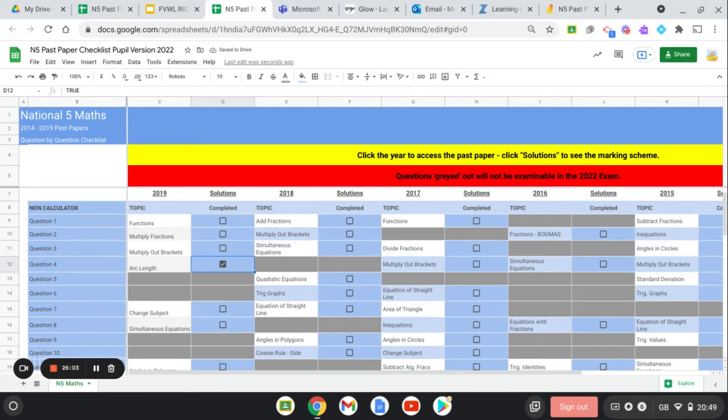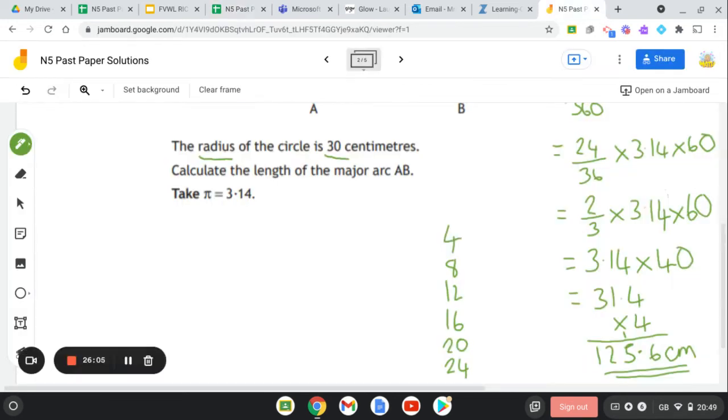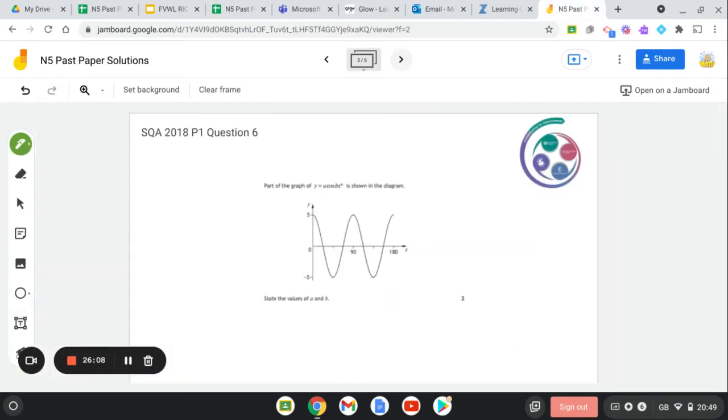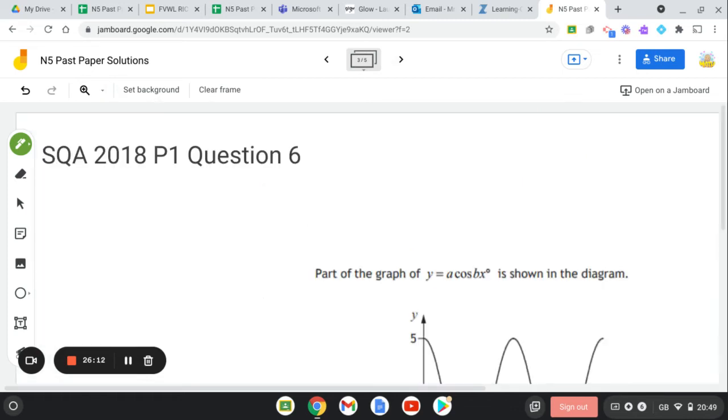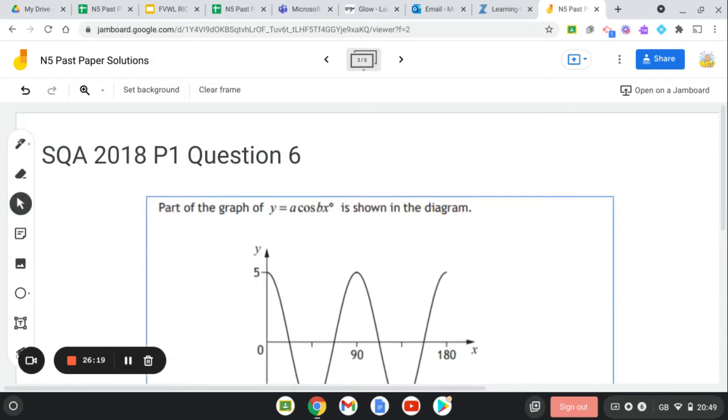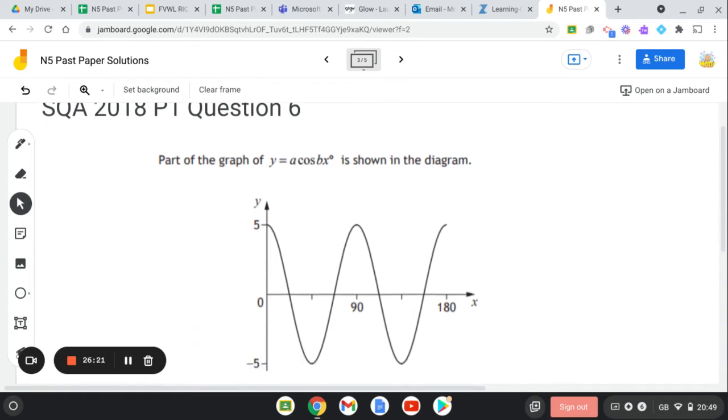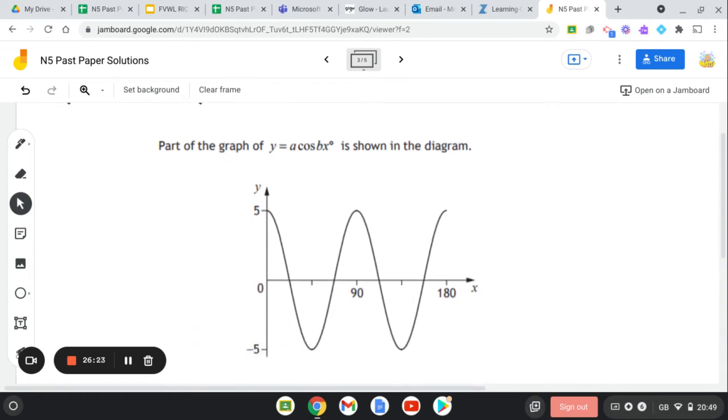Right, let's look at a third question. So this is trig graphs, and this is taken from the 2018 paper 1, question 6. There was a wee bit in the guidance about what was going to be included in terms of the trig graphs. They said that they were going to take out the phase angle, and that is the movement going left to right. You won't be assessed on that.